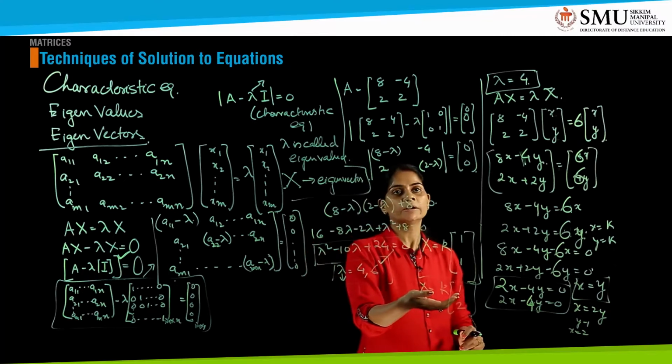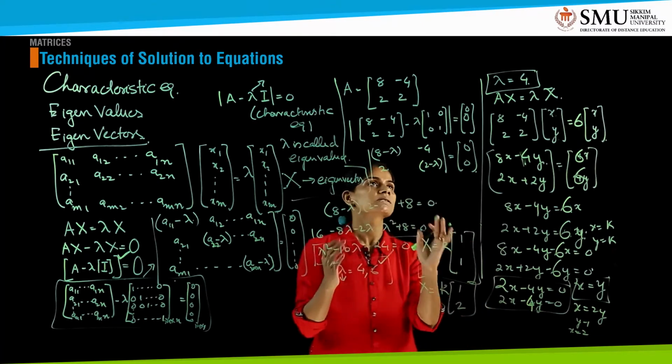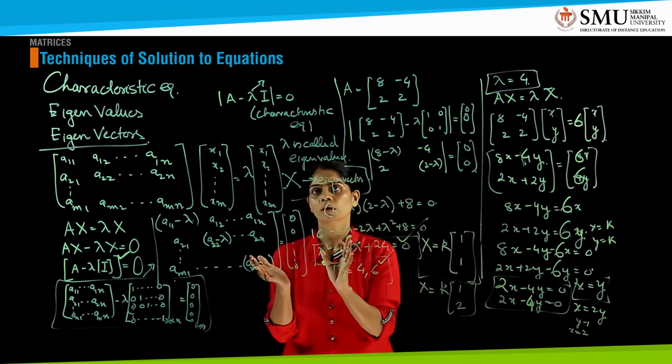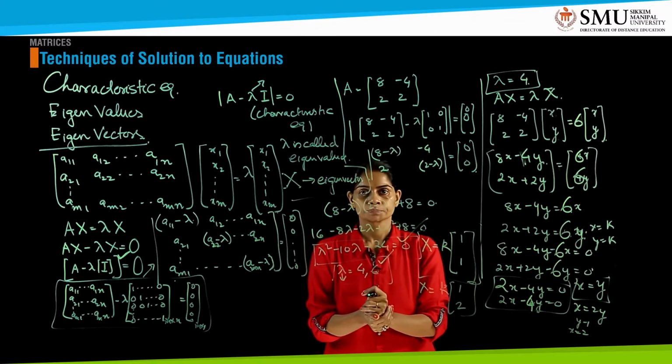So, these are the eigenvectors corresponding to eigenvalues 4 and 6, and its characteristic equation is given by this equation. So, in this way you can make so many characteristic equations with different matrices.